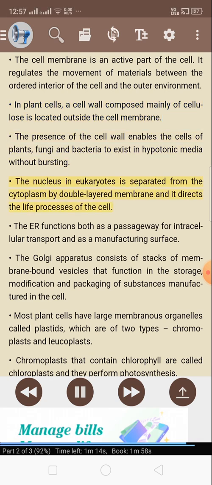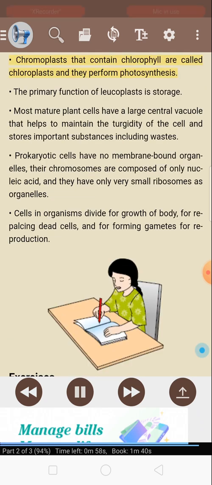The nucleus in eukaryotes is separated from the cytoplasm by a double-layered membrane and it directs the life processes of the cell. The ER functions both as a passageway for intracellular transport and as a manufacturing surface. The Golgi apparatus consists of stacks of membrane-bound vesicles that function in the storage, modification, and packaging of substances manufactured in the cell. Most plant cells have large membranous organelles called plastids, which are of two types, chromoplasts and leucoplasts. Chromoplasts that contain chlorophyll are called chloroplasts and they perform photosynthesis. The primary function of leucoplasts is storage.